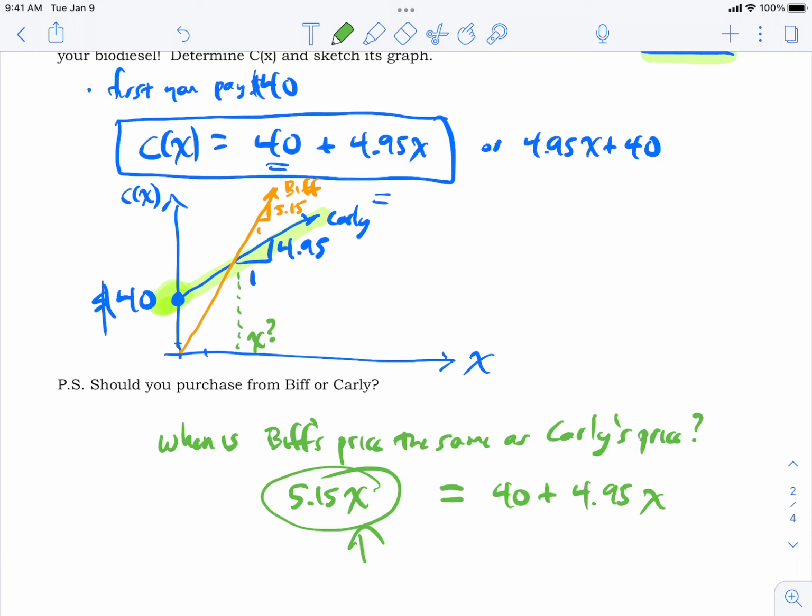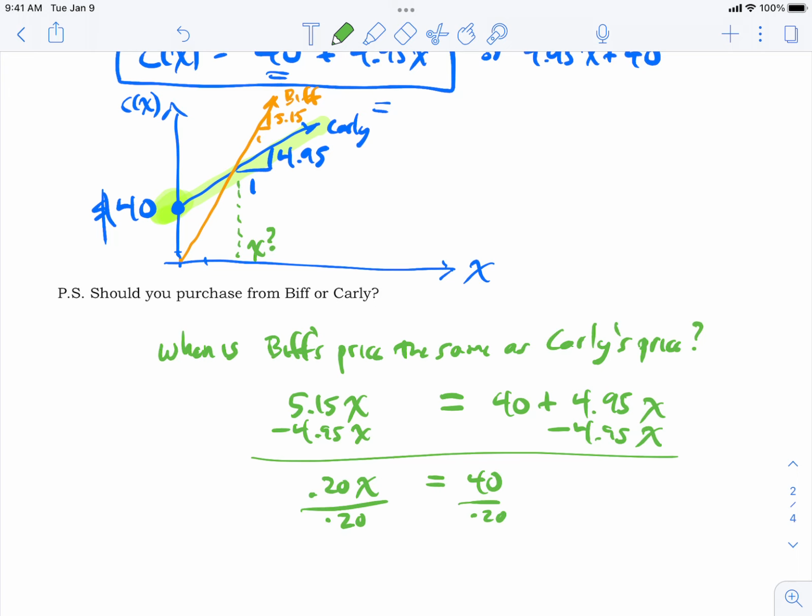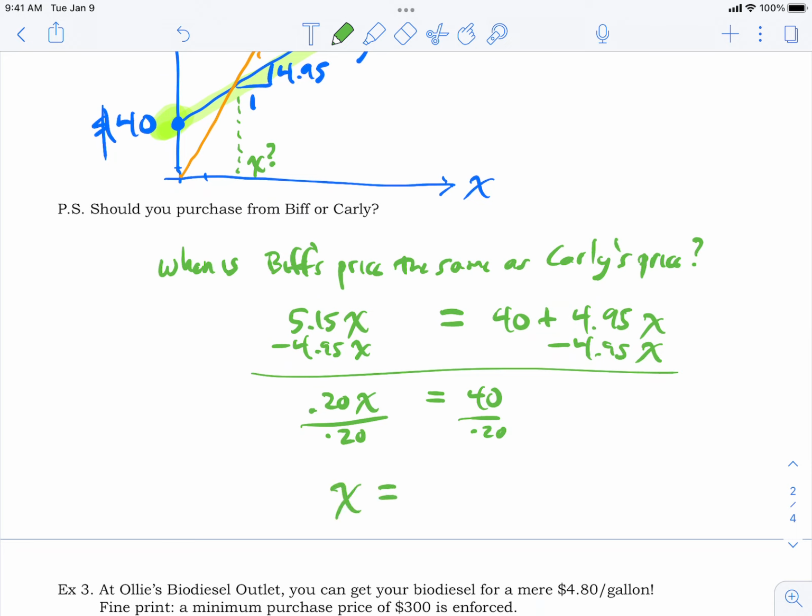So what you do now is you say, okay, that's an equation. I can solve it. So I'm going to subtract 4.95x on both sides. So what is this here? This is I guess 0.20x equals $40. Now I divide both sides by 0.20 to get the x by itself. And that comes out to 200. 200 gallons is the crossover point, if you will.